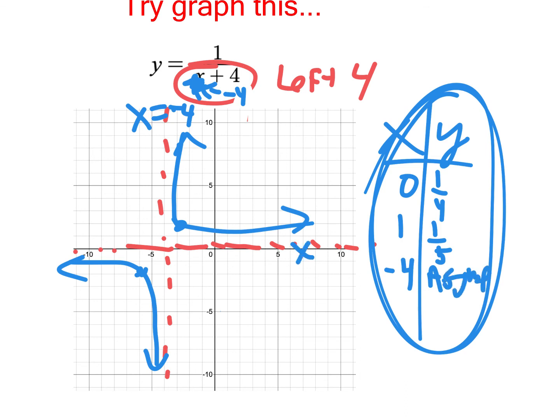This one's at x equals 0. No, wait. That's the x-axis. It's at y equals 0. This one's at x equals negative 4. 2 perfect points are right there and right there. Everything else is a weird fraction answer.